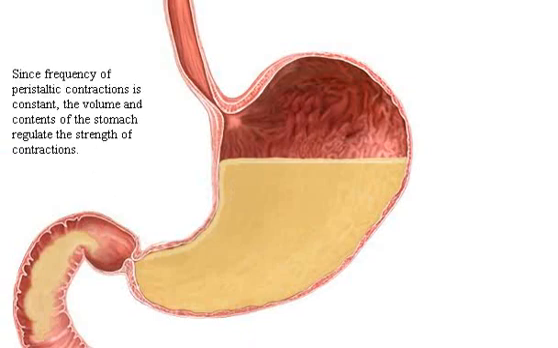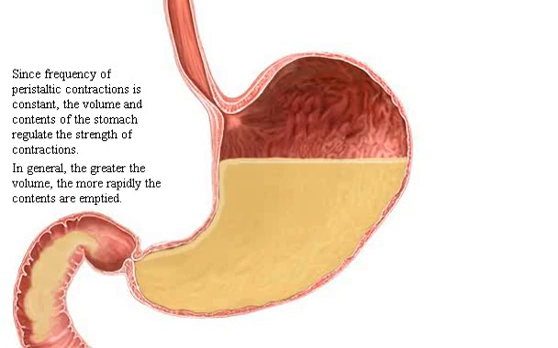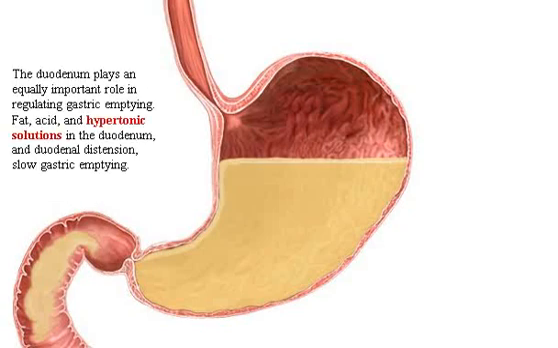Since frequency of peristaltic contractions is constant, the volume and contents of the stomach regulate the strength of contractions. In general, the greater the volume, the more rapidly the contents are emptied. The duodenum plays an equally important role in regulating gastric emptying. Fat, acid, and hypertonic solutions in the duodenum, as well as duodenal distension, slow gastric emptying.